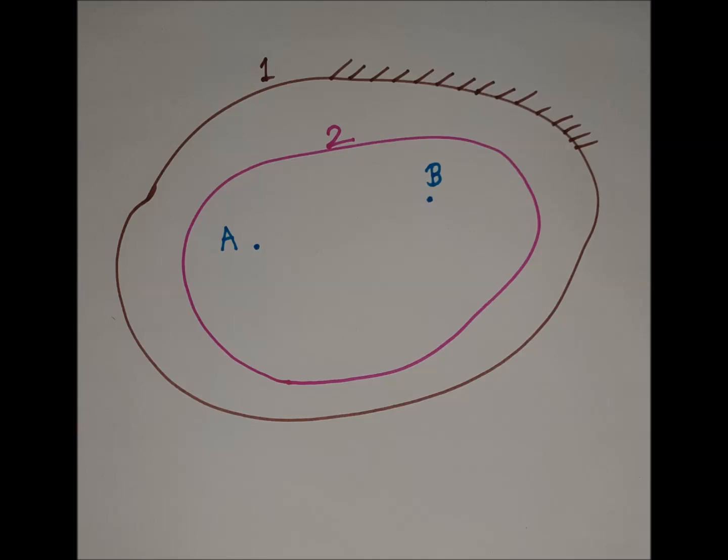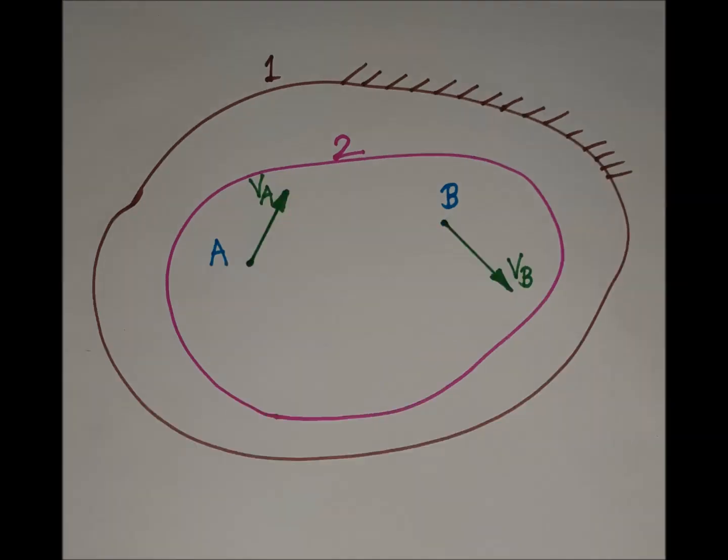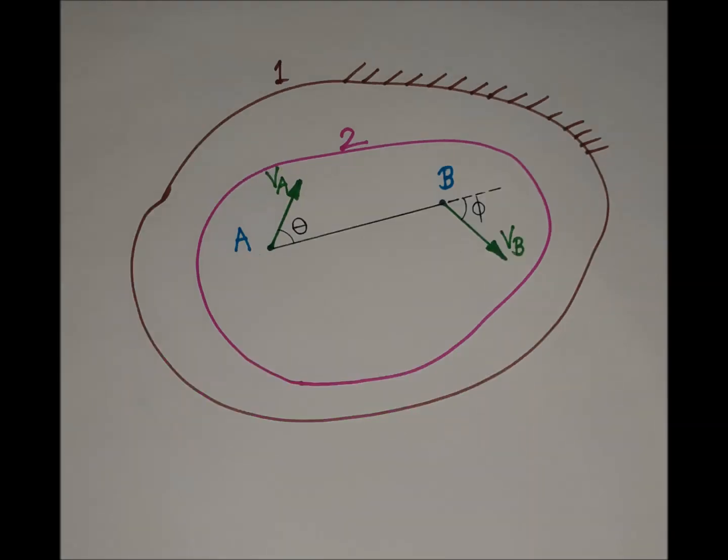As body 2 is moving relative to body 1, let us say at point A the velocity is VA and at point B the velocity is VB, which is shown on the screen. A line is drawn joining points A and B. The angle made by VA with line AB is theta, and the angle made by VB with the extended line AB is phi.